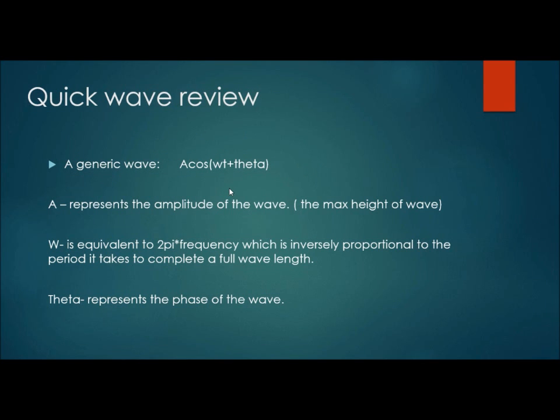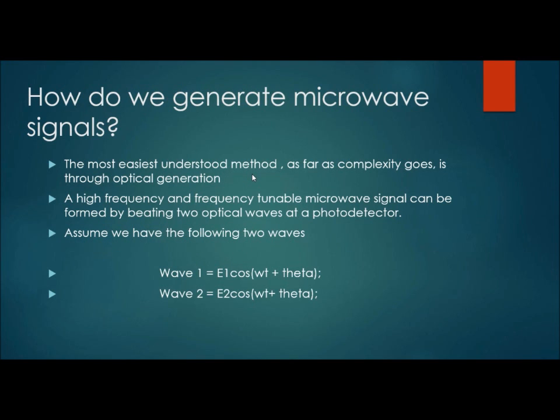So, a quick review on what a wave is. If we're given a general expression such as this, A simply represents the maximum height of the wave, W represents the excitation of the wave, and theta represents the phase of the wave. So, how do we generate these microwave signals?